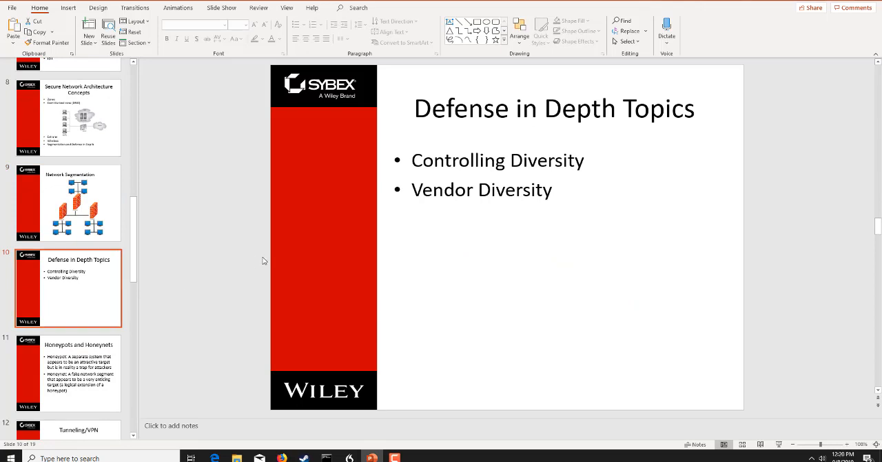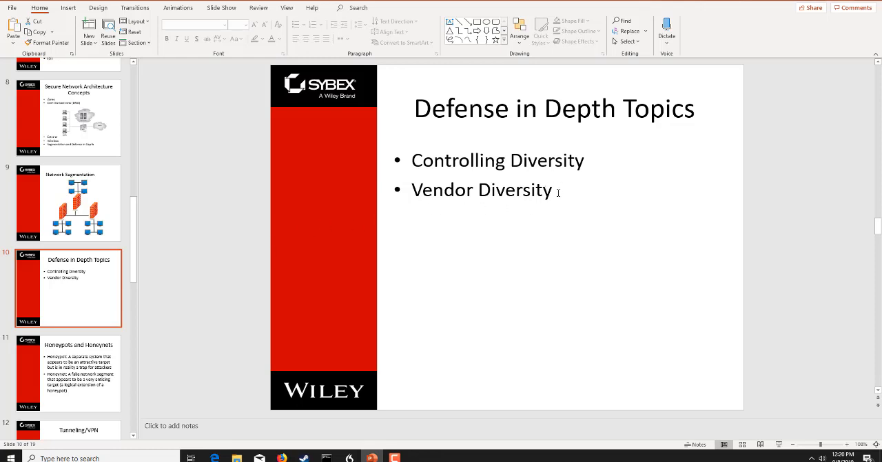So the defense in depth aspect of this is basically stating that you are controlling the diversity of your network. And basically what that means is you have different network controls or more network controls within your network. Endpoint security, along with IPS and IDS, along with the firewall that is doing egress filtering, traditional packet filtering, stateful firewalling, deep packet inspection. You can have different vendor diversity within the network.